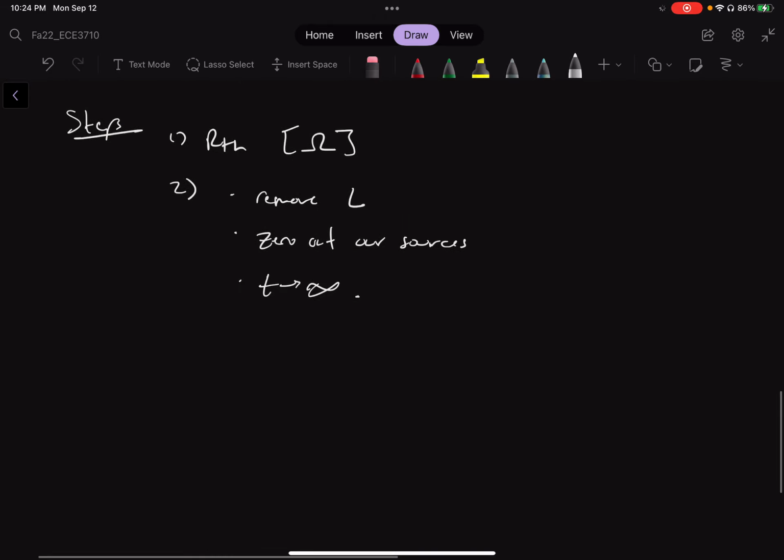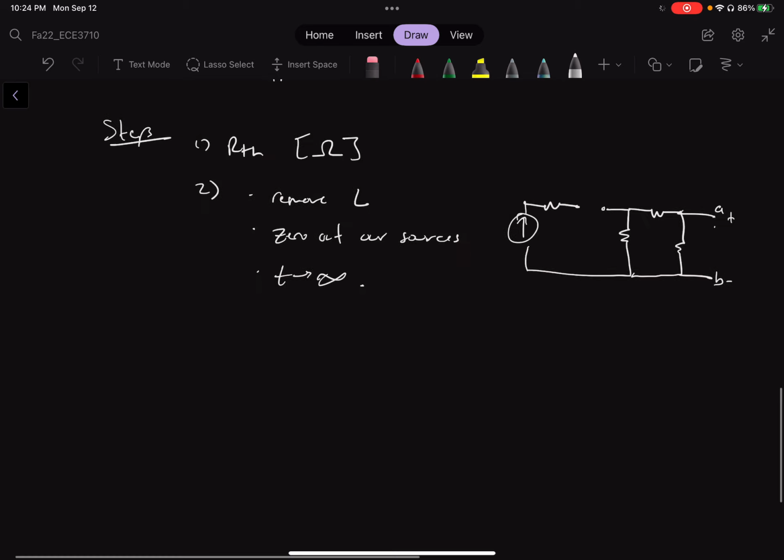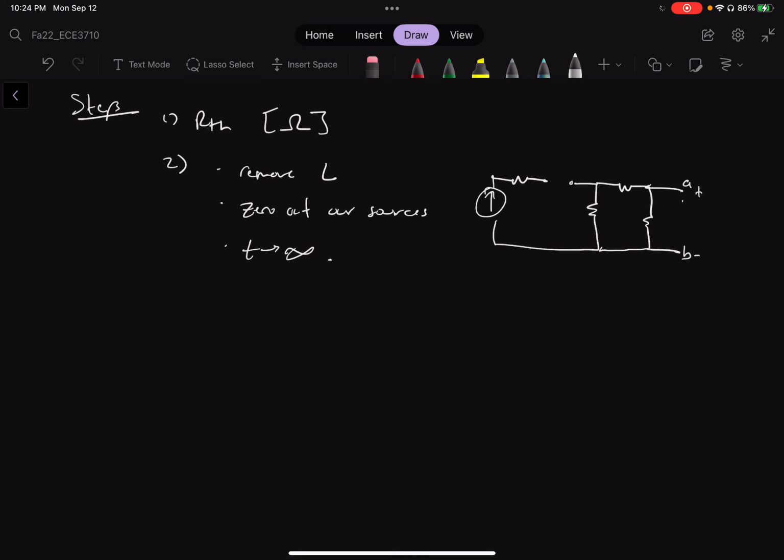So, this would be the current source, this would be the resistor, then we would have an open circuit, then we would have that resistor, this resistor, and then the inductor used to be here, right? But not anymore, we removed it. So now we have A, B, minus, plus. This is kind of similar to the R Thevenin problems that we've done. So we got R4, R3, R2, R1.